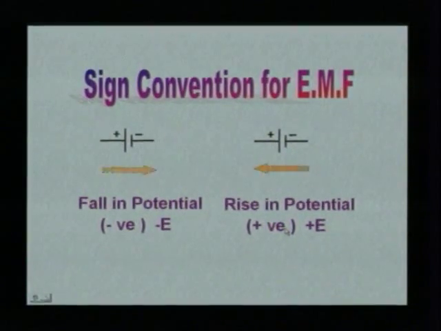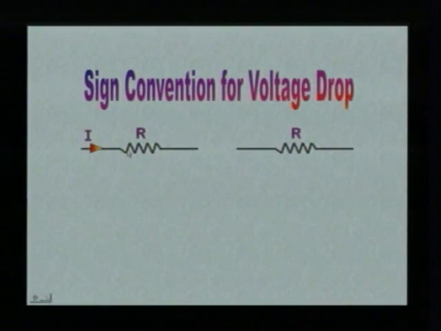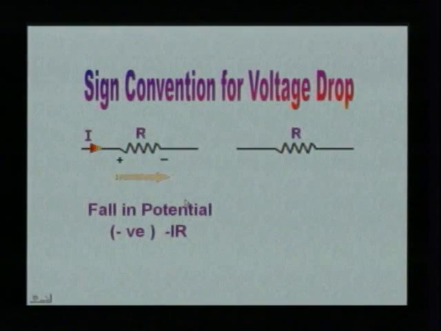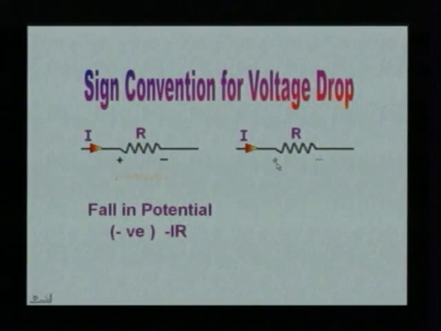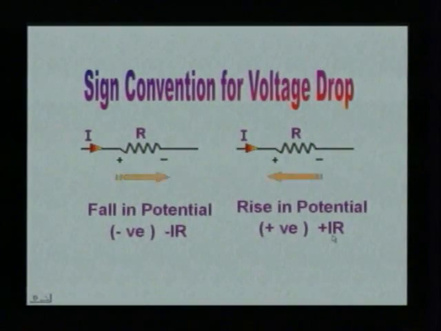On the other hand, if we talk about the resistors, the voltage drop across the resistors, whenever current enters the resistance, it is marked as a positive sign. From where the current is leaving, it is marked as a negative sign. In such a case, if we are considering it in this direction, that is coming from positive to negative, as we have seen earlier, it is a fall in potential, that is negative, which is minus IR. Likewise, if we are considering it the other way, that is from the negative terminal to the positive terminal, then it is a rise in potential, which is plus IR.